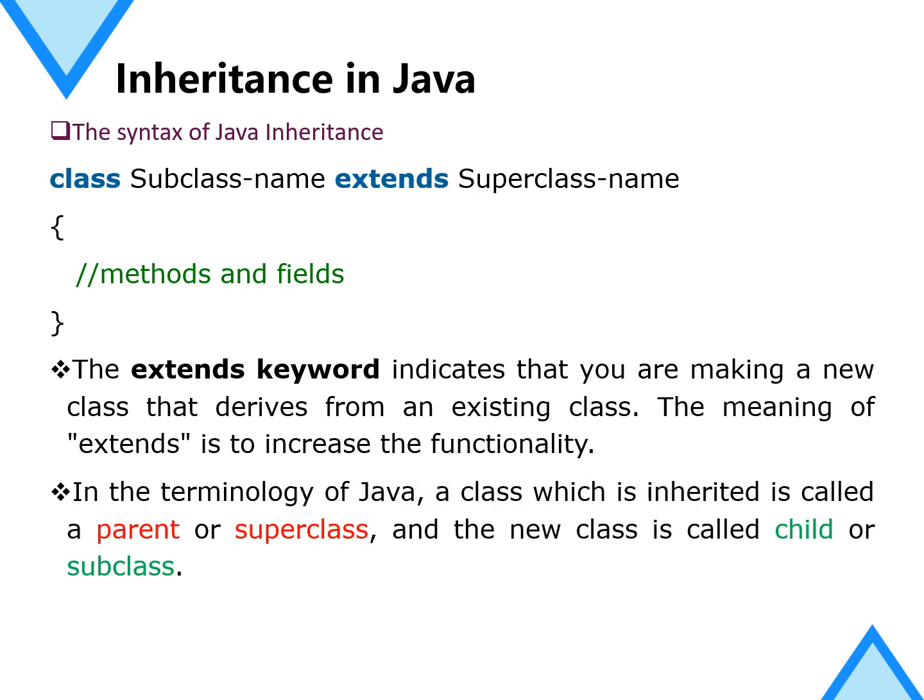In the terminology of Java, a class which is inherited is called a parent or superclass, and the new class is called a child or subclass. We already discussed these two terms in the previous slide.